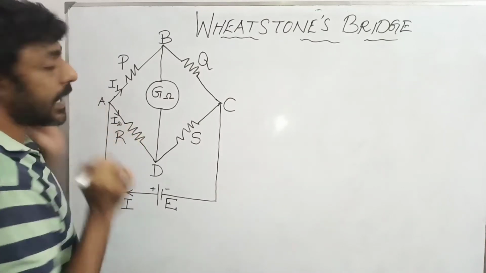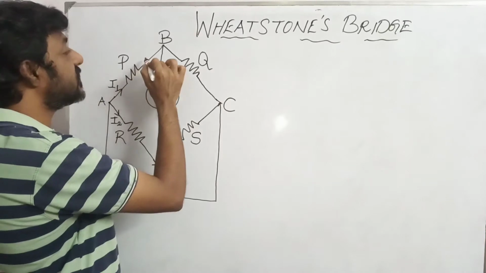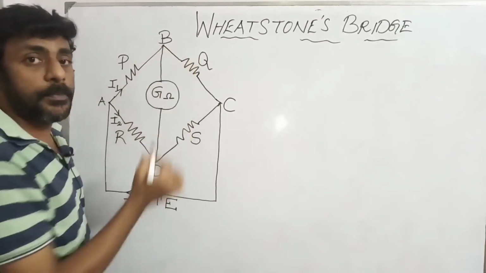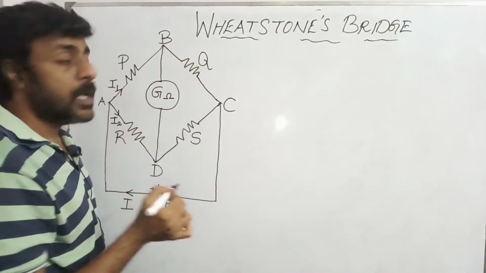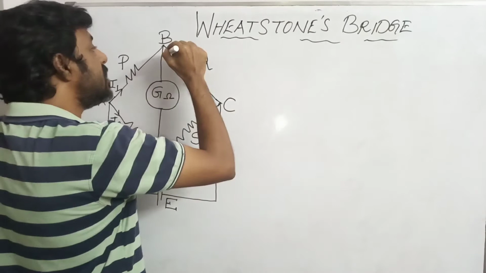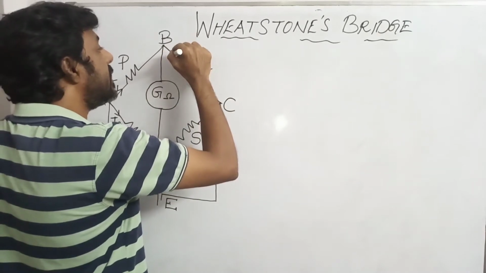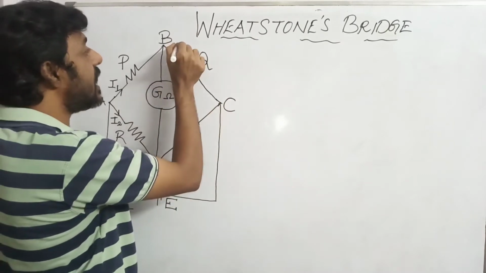So I1 and I2. Now this current I1 flows through the resistor P and reaches the junction B, and at B it will again divide into 2 currents. So let us assume the current that is passing through the branch BC as I3.